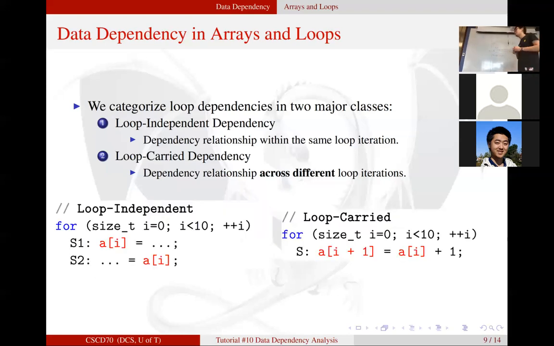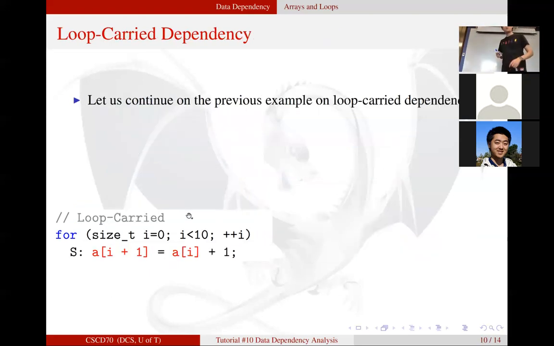As an example, on the left-hand side we show an example of loop independent dependency, where we have the dependency inside the same loop iteration. Whereas on the right-hand side, we have loop carried dependency. We'll soon discuss what data dependency we have on the right-hand side in the following slide. Okay, let us again continue on the examples that we have in the previous slide.